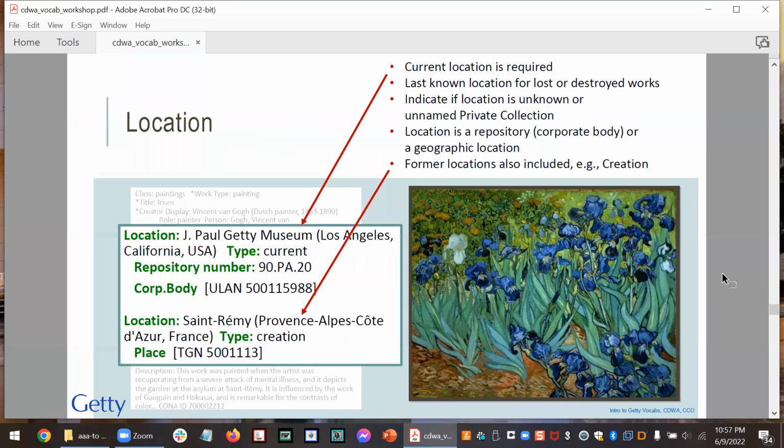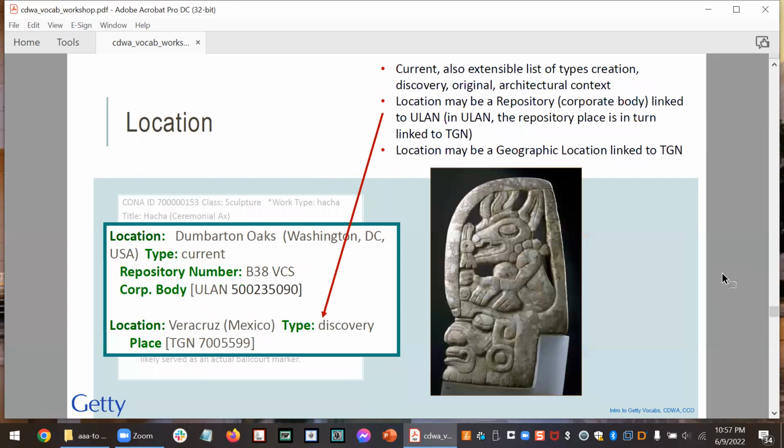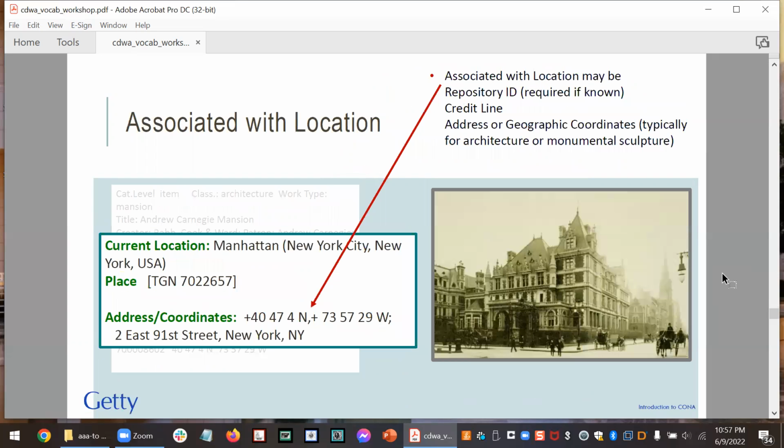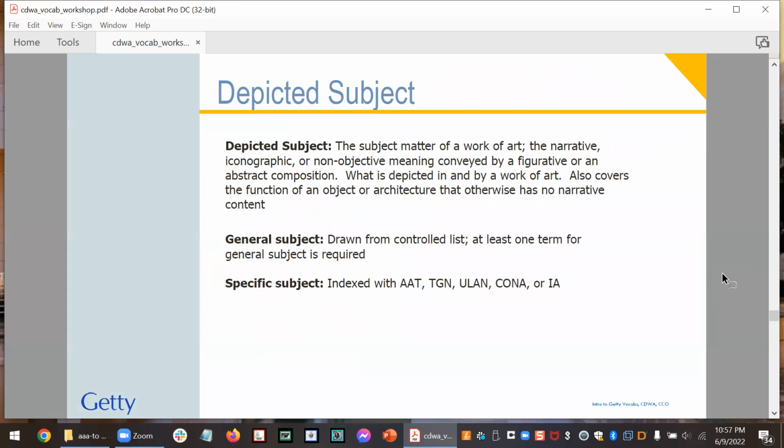So that type of location is called the creation location. We have a number of terms that you can use for this type. Here in this case, discovery seemed more applicable. It was discovered here. They are apparently 100% sure it was created here. You might have additional information with location, and we put that in a note, although you could field that if necessary. For example, the coordinates for architecture might be important, the street address.